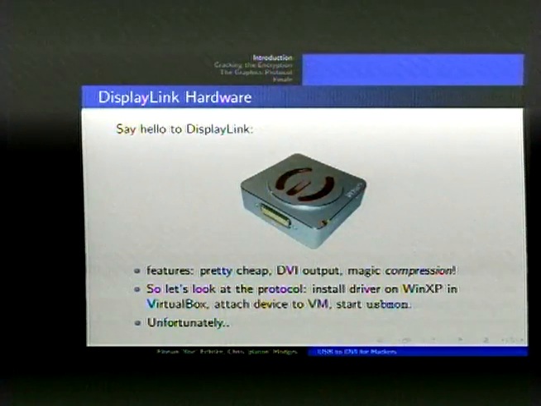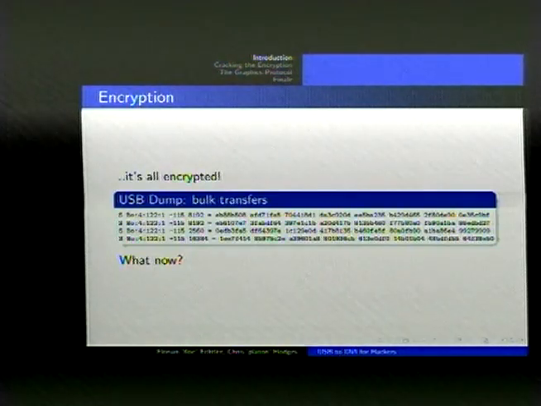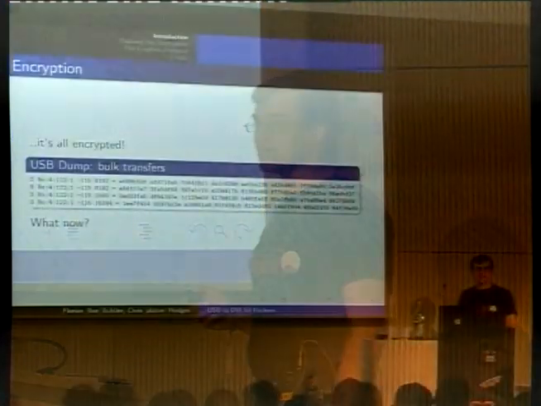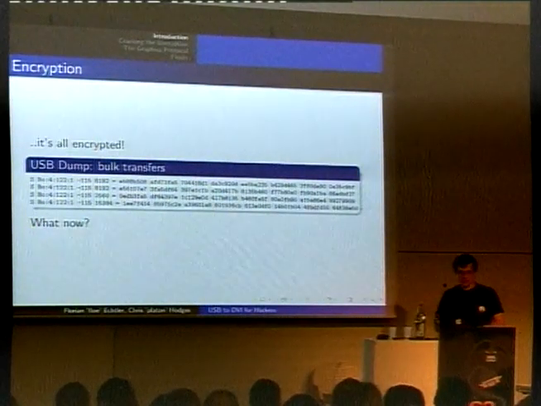So we decided to just look how these things work and installed the Windows driver in a virtual machine on Windows XP, attached the device and listened with usbmon on the host computer. Unfortunately, as you might see from this excerpt from the dump, it's pretty much encrypted. This is supposed to be just a black screen. It's safe to conclude that this is some kind of encryption. Of course, this begs the question why they use encryption at all, but that is for a different part, probably. We were a bit surprised to see this and then thought about what to do next.